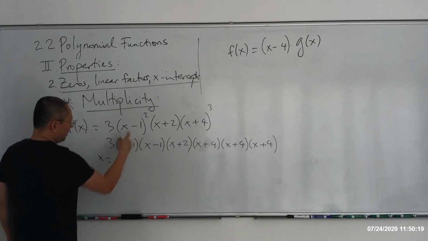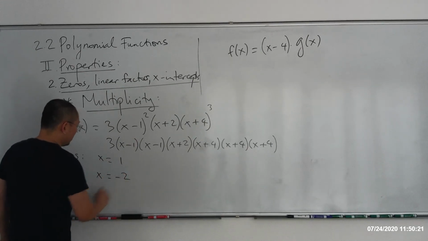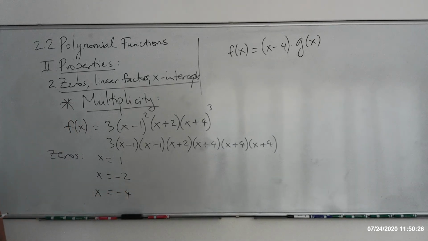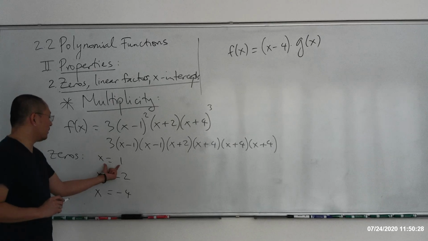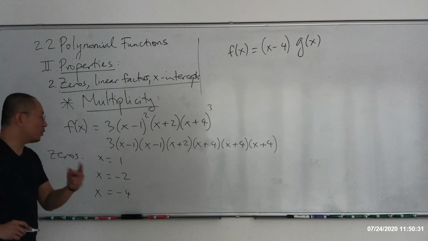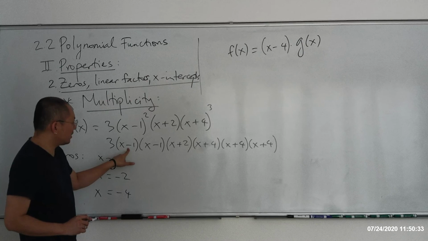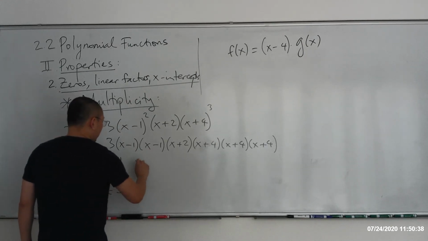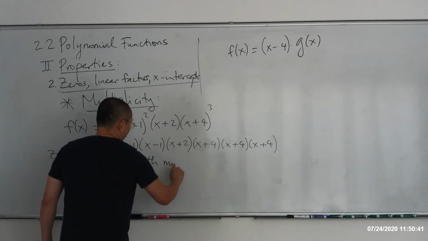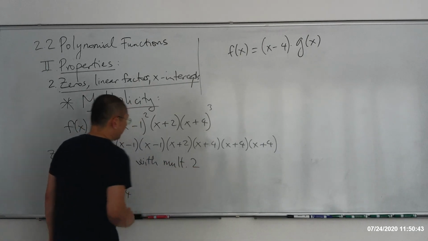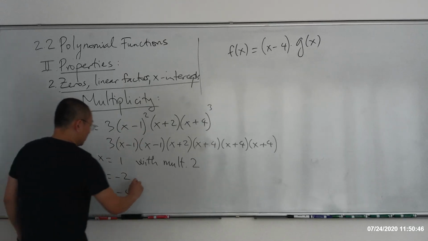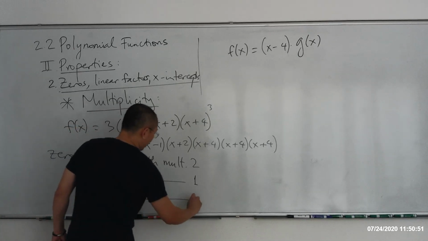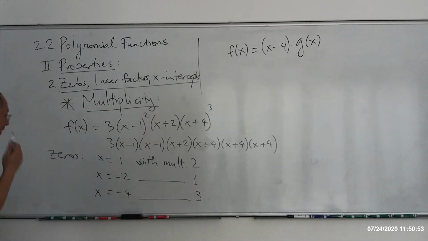X equal to 1 is 0, x equal to -2 is another 0, and then x equal to -4 is the 3rd 0. Okay? Now, how many zeros of x equal to 1 did you have in here? 2, right? Because you have 2 linear factors of x minus 1 and another x minus 1. So we say that x equals to 1 is 0 with multiplicity 2. X plus 2, just 1, so multiplicity 1. X equal to -4, 3 of those, so multiplicity 3. Okay?